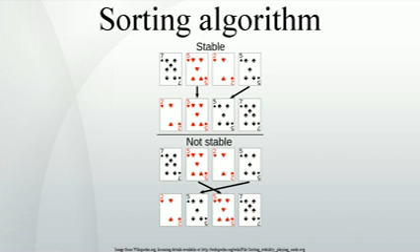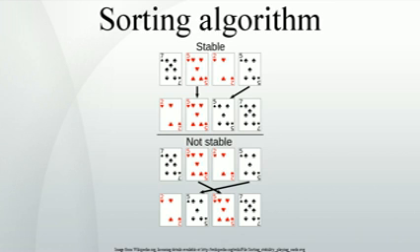Selection sort. Selection sort is an in-place comparison sort. It has O(n²) complexity, making it inefficient on large lists, and generally performs worse than the similar insertion sort. Selection sort is noted for its simplicity, and also has performance advantages over more complicated algorithms in certain situations.